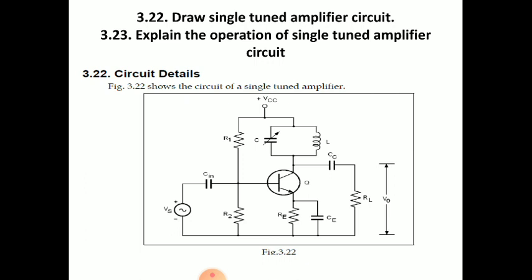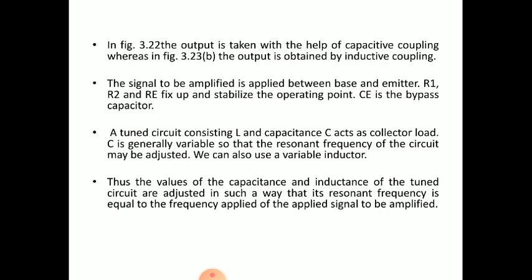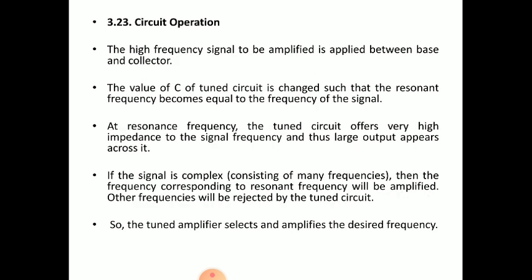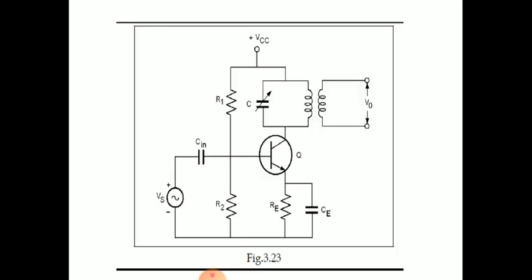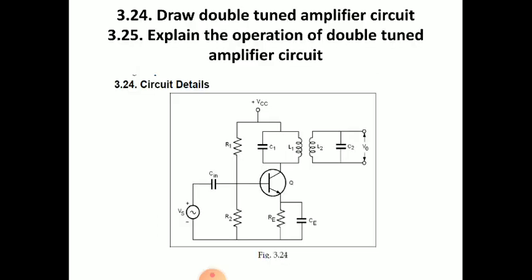Now we have seen the basic single tuned amplifier circuit, which is similar to the basic amplifier, but the load resistor is replaced with a tank circuit, where the tank circuit is an inductor L in parallel with a capacitor, and the output is taken across RL. We have seen the operation of this circuit. With inductive coupling we get the output, and we can get capacitive coupling also.